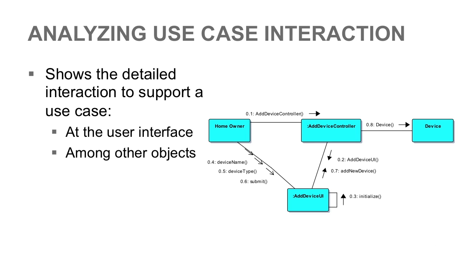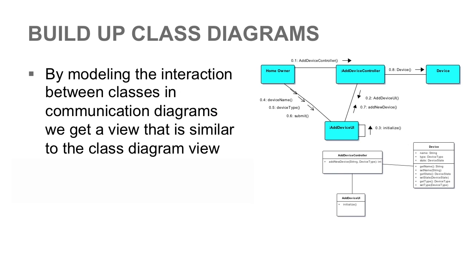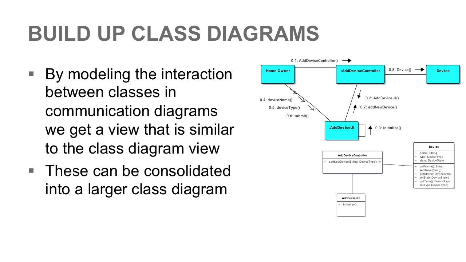modeling the interaction that then takes place. Whereas sequence diagrams show the interaction in time sequence down the page, communication diagrams show the sequence of messages by numbering them. The objects are laid out in the diagram in a way that is close to the layout of class diagrams. The robustness analysis approach uses this to create communication diagrams for all the use cases and then consolidate them into one or more larger class diagrams.